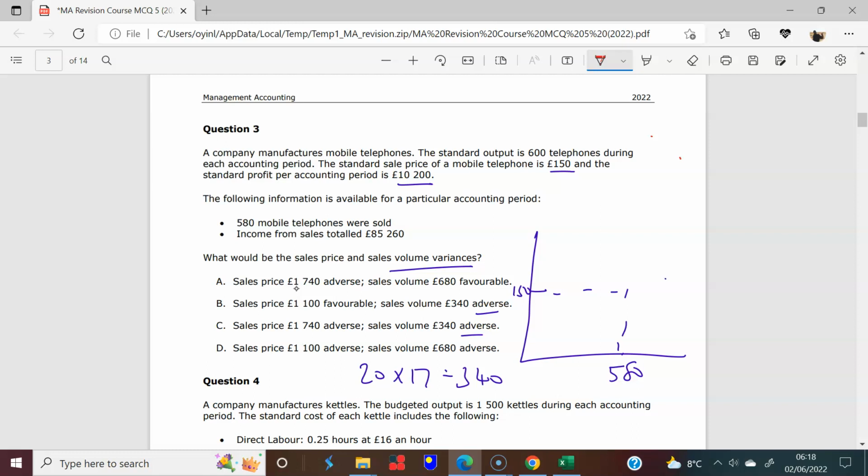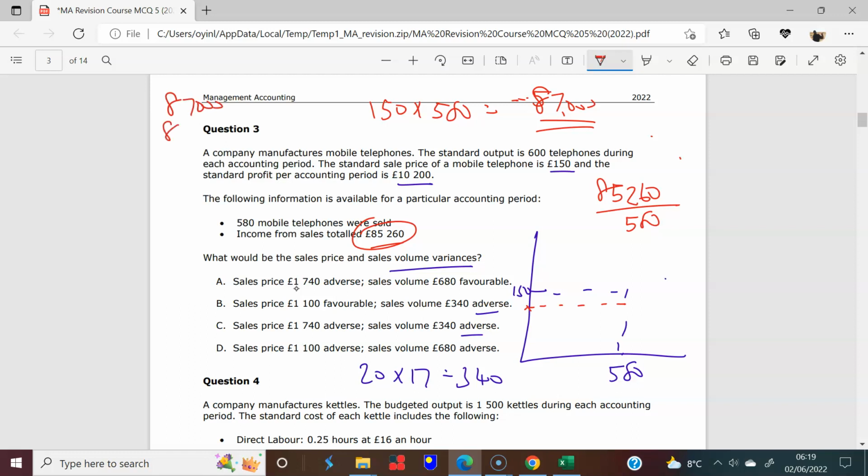Let's just see, 150 times 580 takes us to 87,000. So you should have brought in 87,000, but you brought in 85,260. So I already know that you actually sold each phone for less. I don't need to find it. I can find it by simply dividing 85,260 by 580. Because I have the totals, all I literally need to do is to compare these totals.